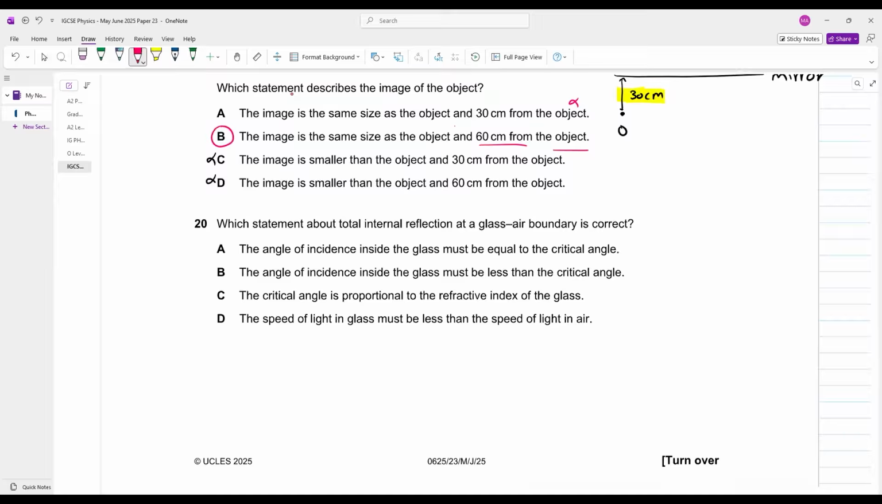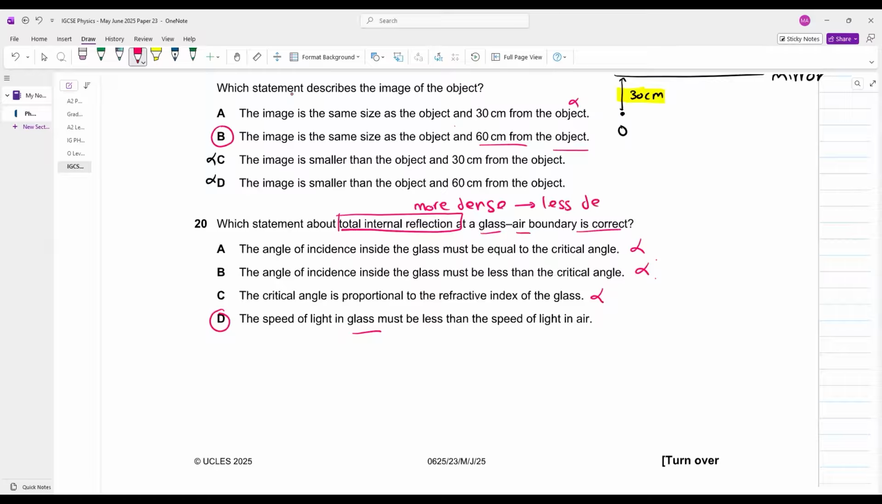Which statement about total internal reflection at the glass air boundary is correct? The angle of incidence, no. The critical angle is proportional to the refract, no. That's also incorrect. The speed of light in glass must be less than the speed of light in air. D is the correct answer. बेटा हमेशा ये बात याद रखो टोटल इंटरनल रिफ्लेक्शन कब होती है, when you are going from a more dense material to a less dense material.